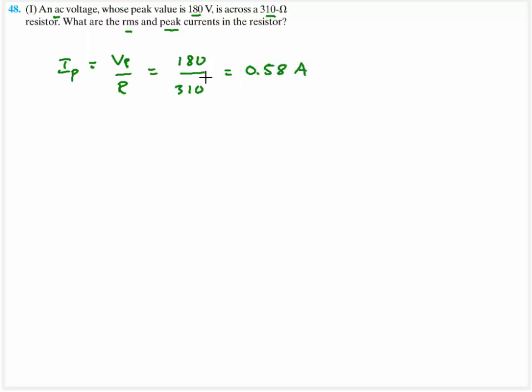0.58 amps. Now the RMS, essentially what that's going to be is the root mean square, and that's related to the peak voltage simply by dividing by the square root of 2. So going to take 0.58 amps, divide that guy by the square root of 2, and come up with 0.41 amps.